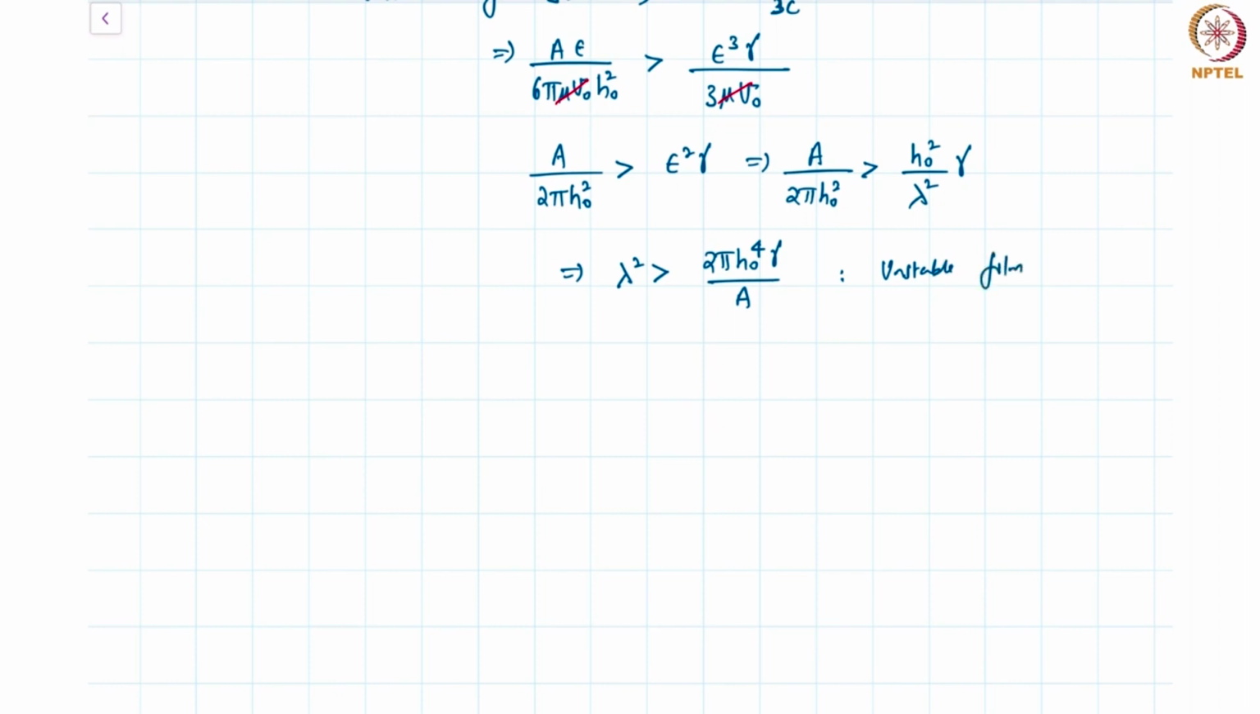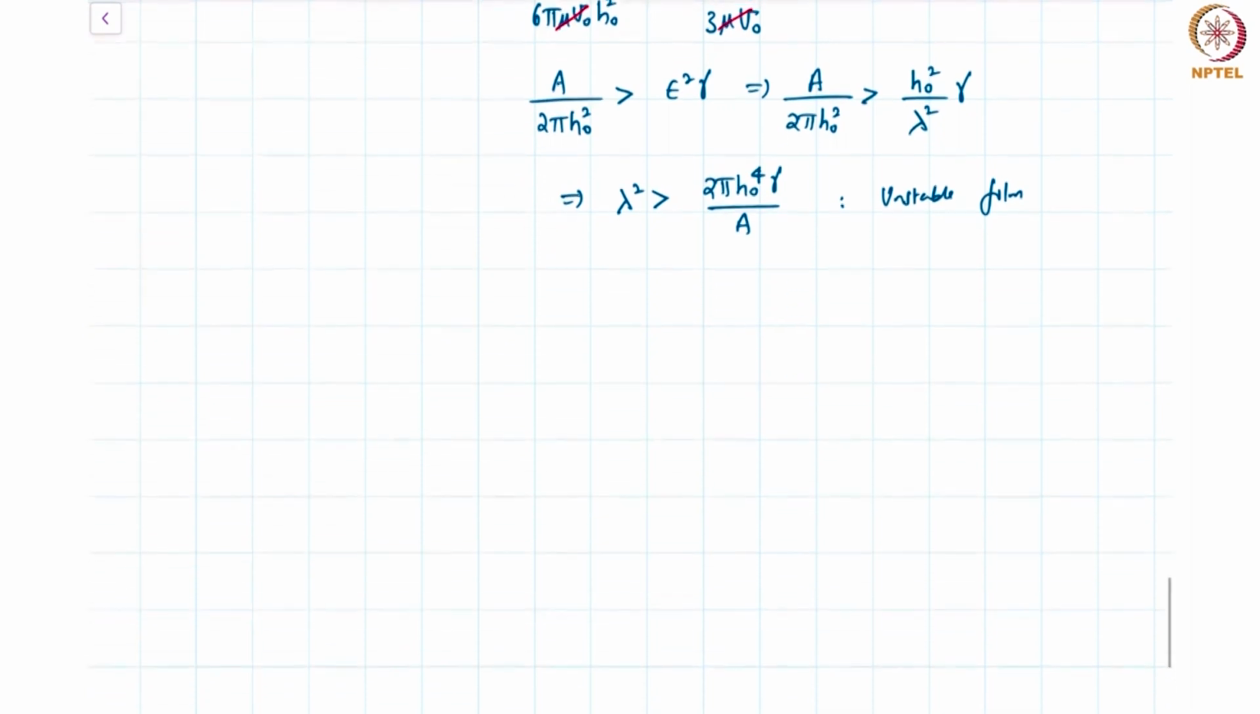Okay, let's verify that the units are correct. The units of right hand side would be meter to the power 4, gamma will be Newton per meter, sorry, and Hamaker constant is Joule, and Joule is nothing but Newton meter, right? So the Newton cancels out and meter to the power 4 over meter square becomes meter square. So essentially right hand side is also meter square. Okay, the units are all right.